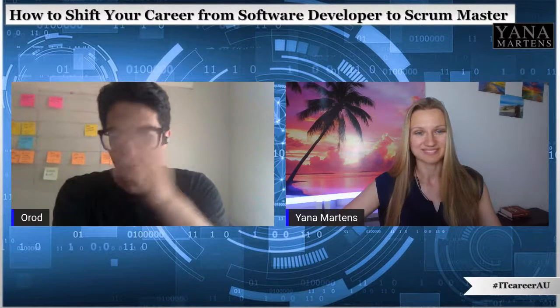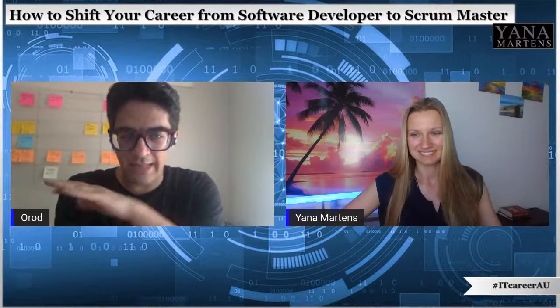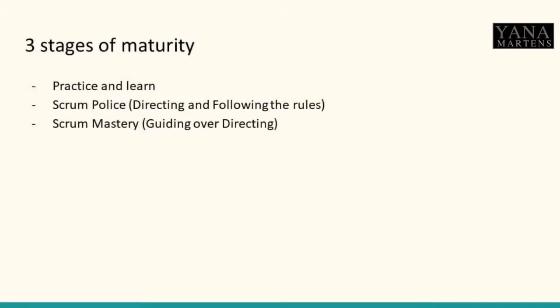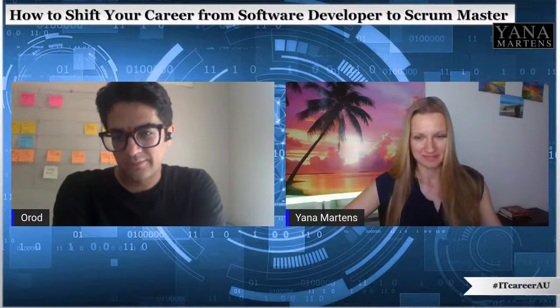So the first stage for me was a Scrum police. I forced people to follow Scrum. Bad approach for me. The next level was to coach Scrum, rather than just follow the rules, saying no to people or asking them why they think it might not be that good an idea.